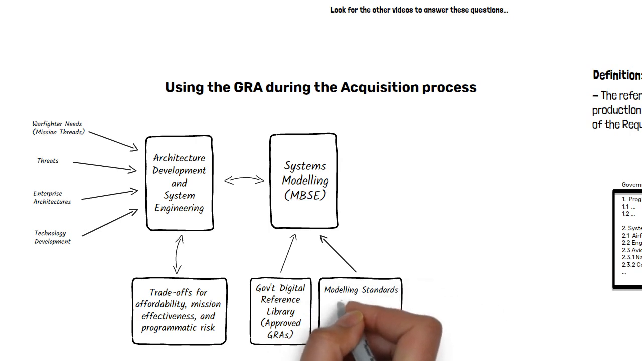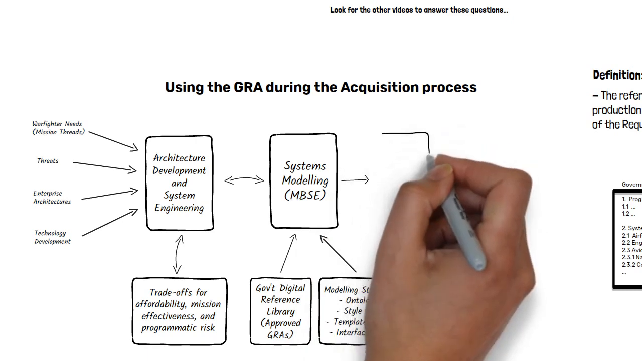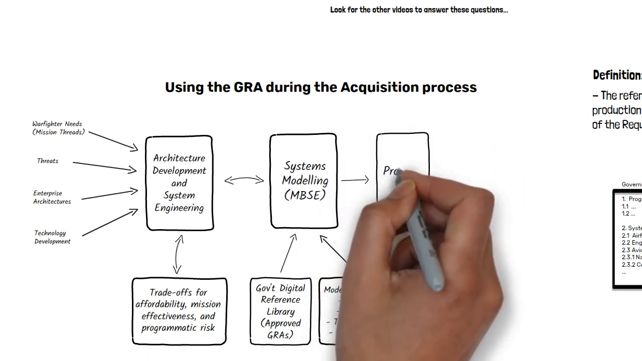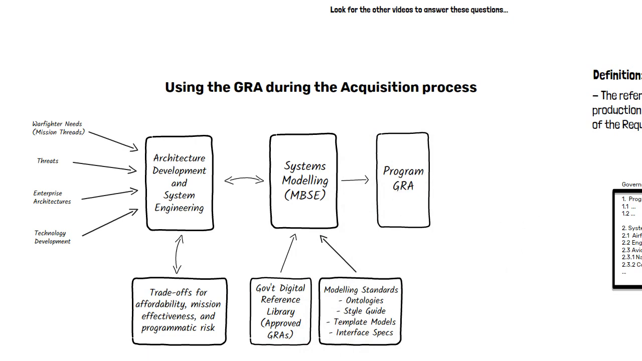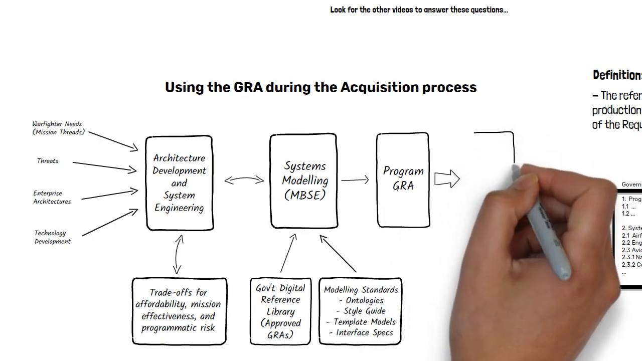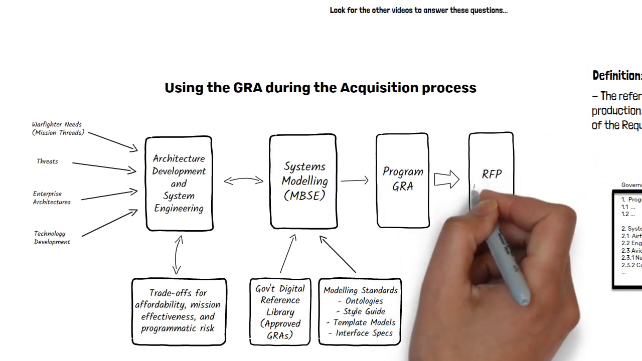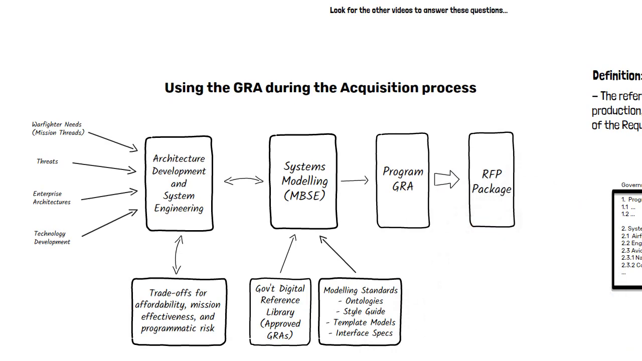By putting together these existing models with the specific architecture and models for the system to be created, a program government reference architecture describes the details for the system to be produced by this acquisition and will be the basis for the contract. The RFP package, with its requirements, specifications, interfaces, and standards, can quickly be created from the model, or the model itself can be the handoff to the selected contractor as the GRA to begin building the system.